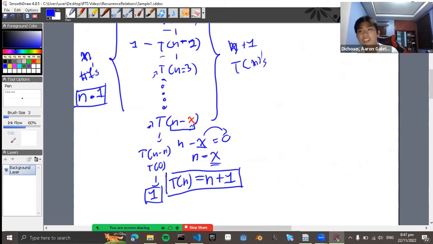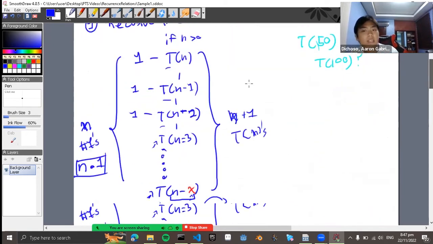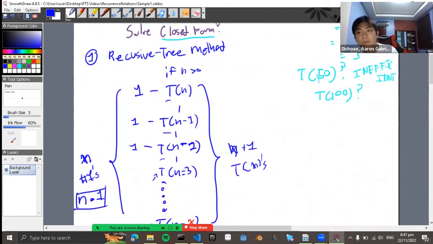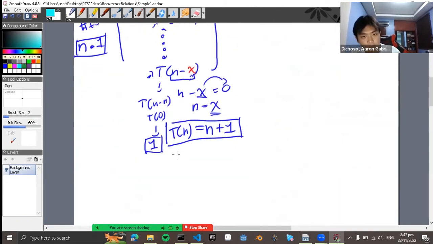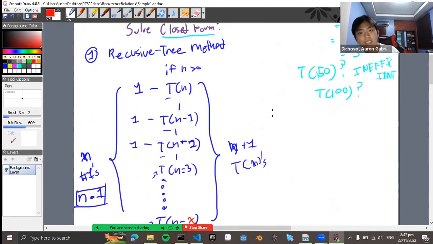So di ba mas madali na? You don't have to do the recursive calls over and over again. You just input the formula. Try natin dito, t of 50. That means t of 50 equals 50 plus 1, which is 51. T of 100 is equal to 101. Yun na, right? Incredibly easy. Now, let's try out the second method, which is the substitution method.